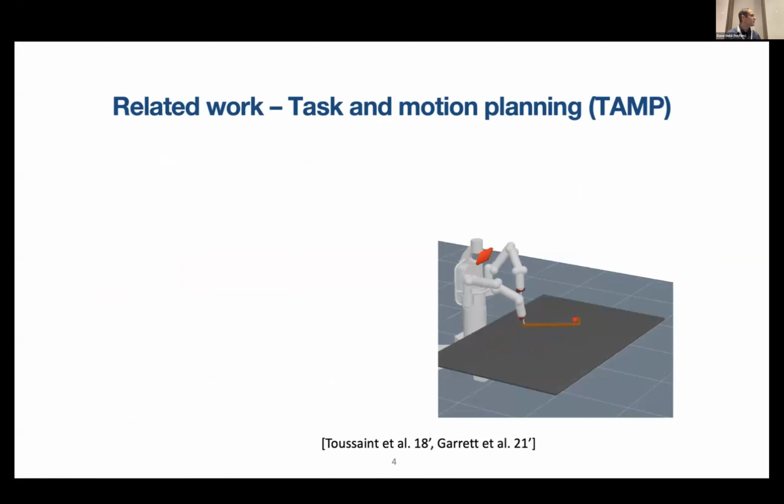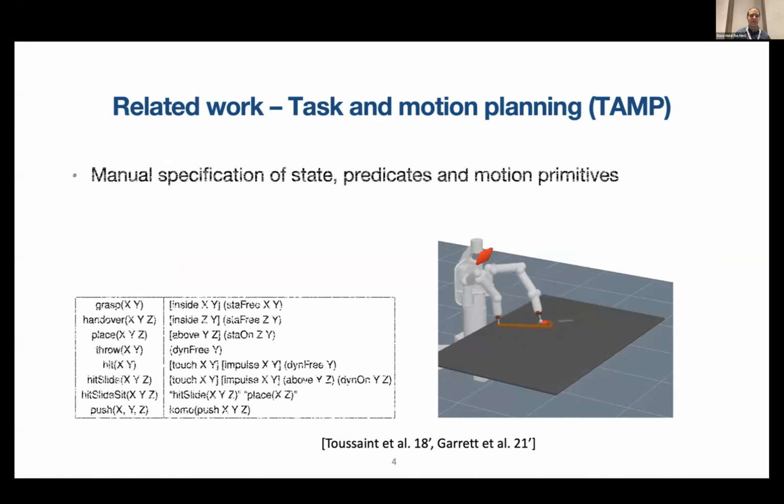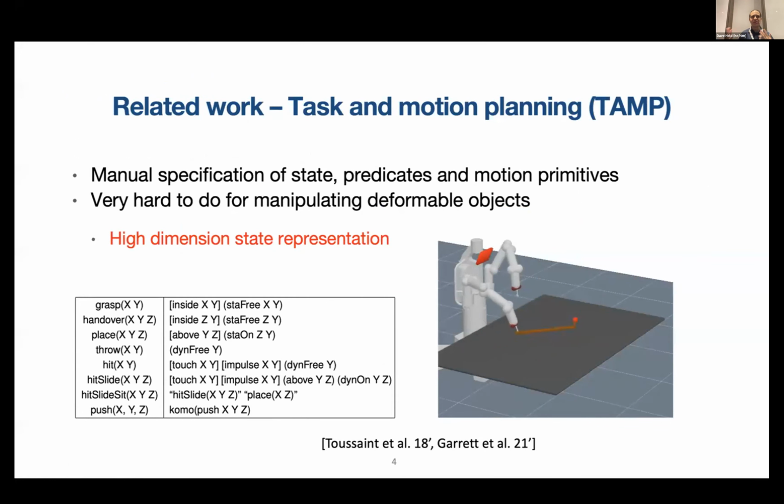So this long horizon task is related to previous work in task and motion planning, in which there's typically some manual specification of states, predicates, and motion primitives. For example, grasp, hand over, place, etc. However, task and motion planning typically has been applied to symbolic representations of objects, which is very hard to apply to deformable objects such as dough that can take a continuous representation in terms of the dough shape.